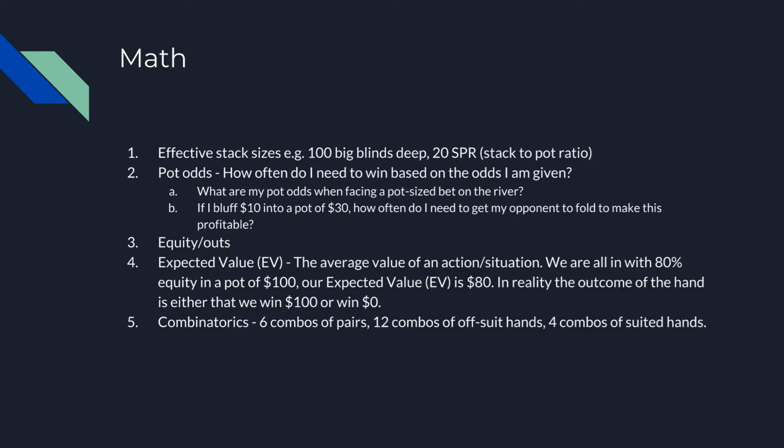Equity and outs is the next one. Basically, equity is how often you're expected to win a given hand based on the hand strength, or the hole cards that you have, the board texture, and your opponent's hole cards. And you can also convert this sometimes to outs when you're behind. So for example, if you have 4 outs to improve against your opponent, then typically you can use a shortcut called the rule of 4 and 2.